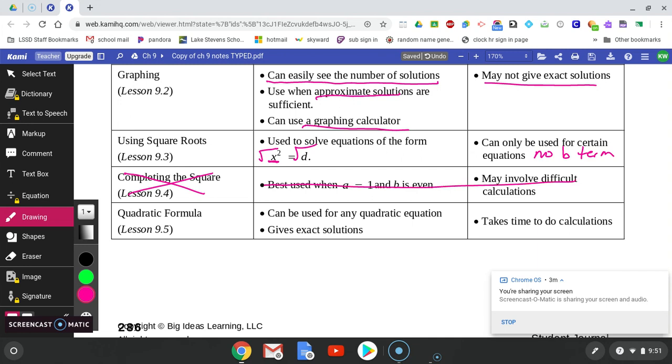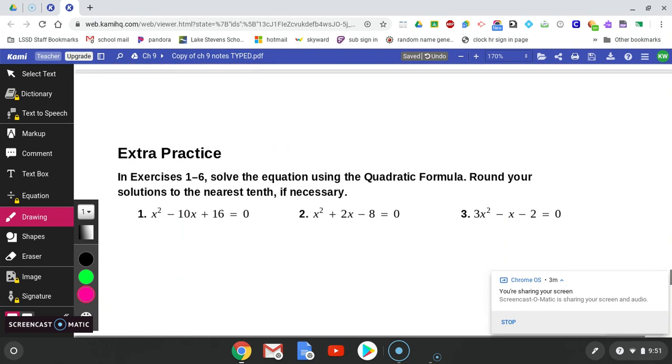And then the last one we're using is the quadratic formula. This one will always work. So each of the other ones have a downfall. They don't always work. You couldn't always factor it. The graphing, you couldn't always get an exact answer. Using the square root, you can't use it when there's a b term. But quadratic formula will always work, and it will always give you an exact answer. The downfall is you have to take time to memorize it, and the calculations do take a little bit longer. But if you have a calculator, and once you have it memorized, you'll find that it actually is a pretty quick way to find all those solutions.